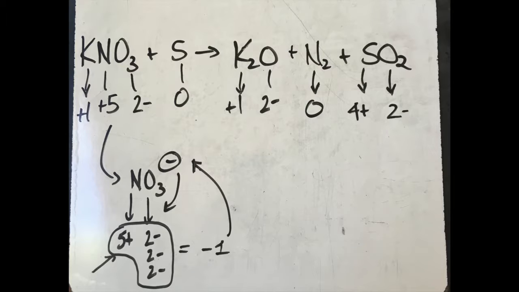I will use the rules for assigning oxidation numbers to determine the charges of each of the atoms. On the reactant side, potassium has a +1 charge because one of the rules states that the group 1A elements have a charge of +1, and potassium is in group 1A. Nitrogen has a +5 charge because the nitrogen is part of a nitrate ion, and as one of the rules states, the sum of the oxidation numbers is equal to the charge of the ion, in this case nitrate.